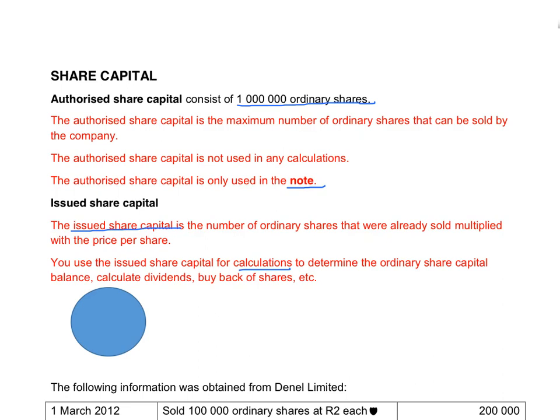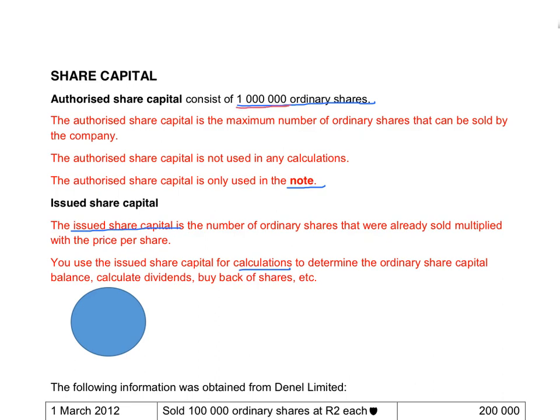Now, if we look at this blue ball, this is like a cake. And this full cake is the total number of shares that the company can issue. So in this blue ball, there is 1 million shares.